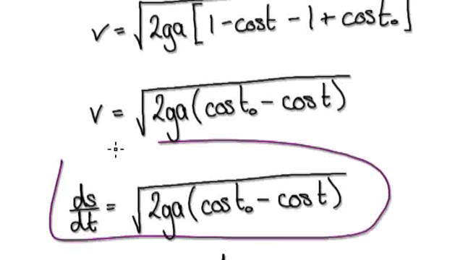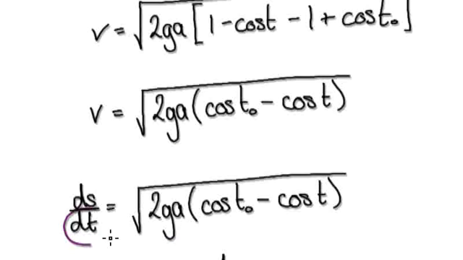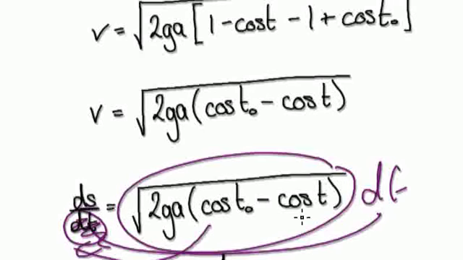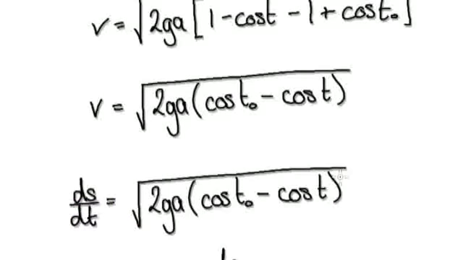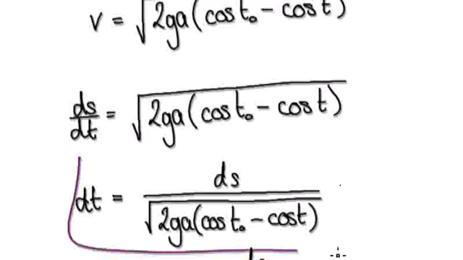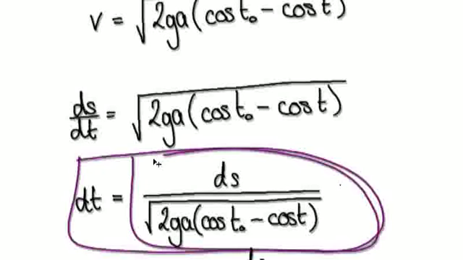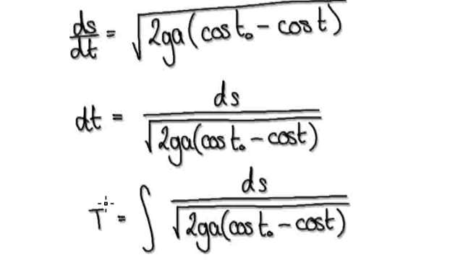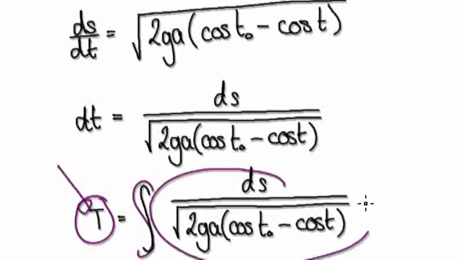So that will then take us to here. Now times both sides by dt, and then move this across here, so dt will be on its own. So dt equals this thing here. Now sum up everything, so integrate both sides. That will then give us the total time here. So take the integral of this.